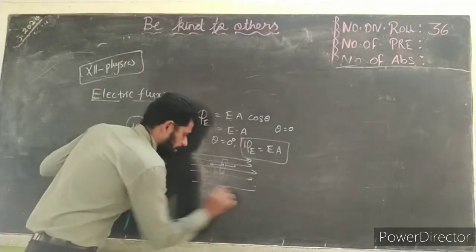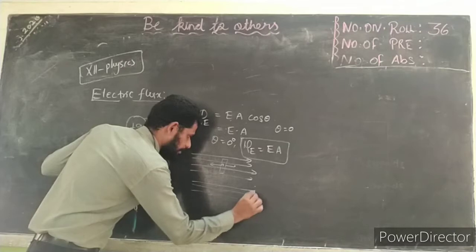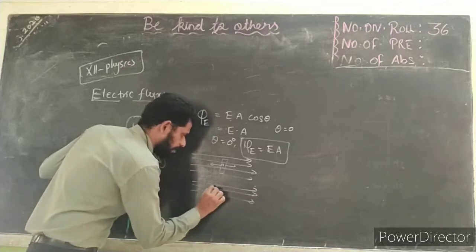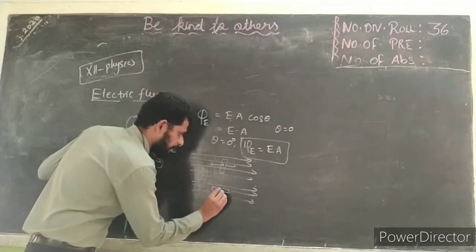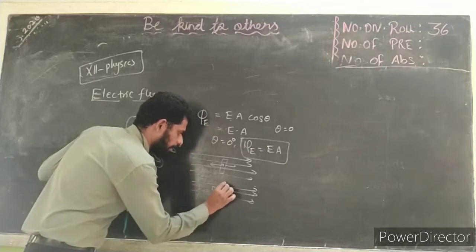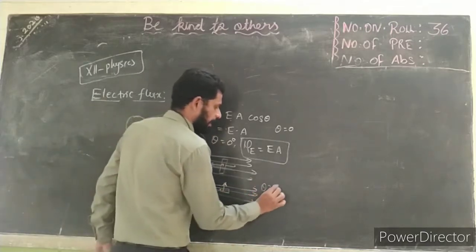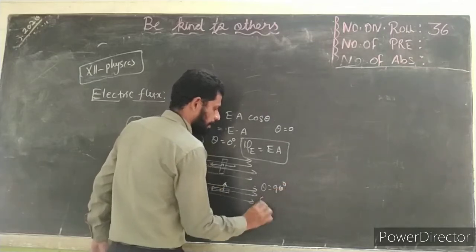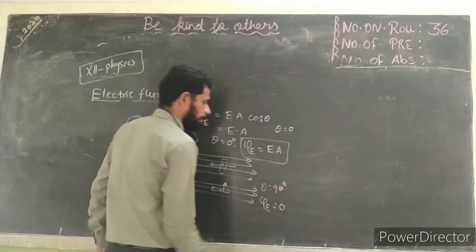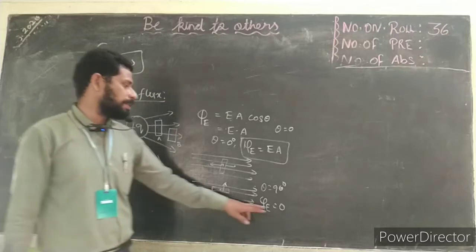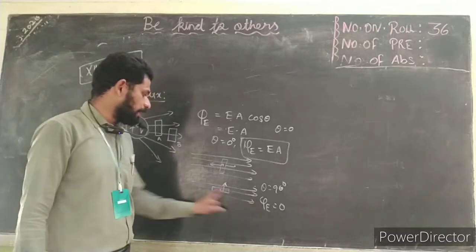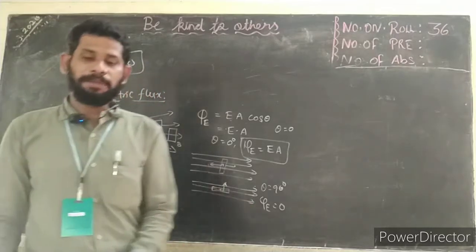When I have the sheet like this, I have the area like this, with the normal perpendicular to the electric field lines, then theta equals 90 degrees, and the electric flux will be equal to 0. When will the electric flux be equal to 0? When the normal is perpendicular to the electric field lines.